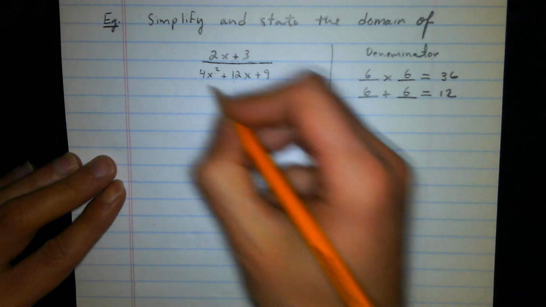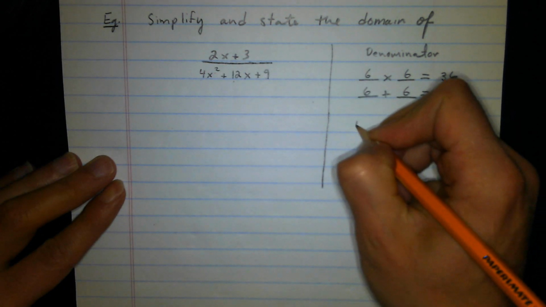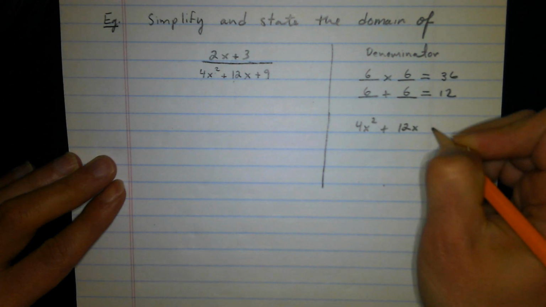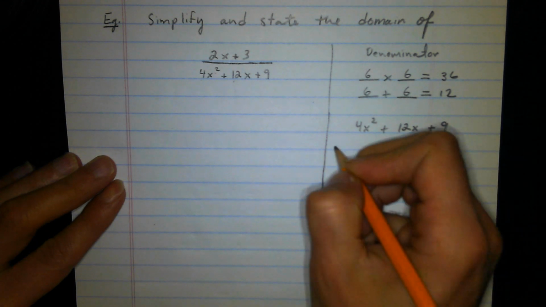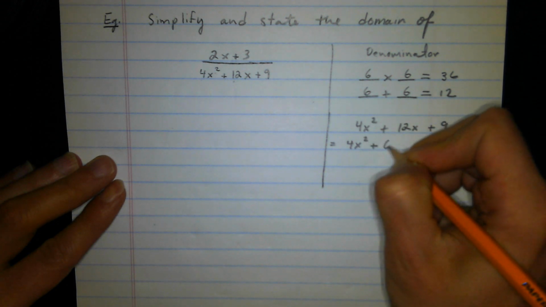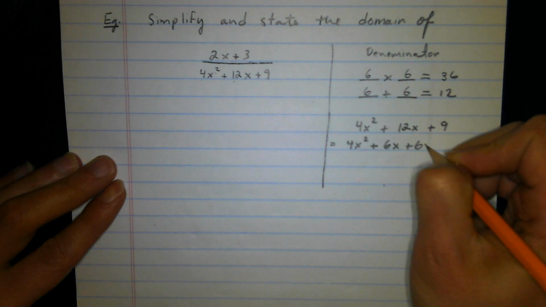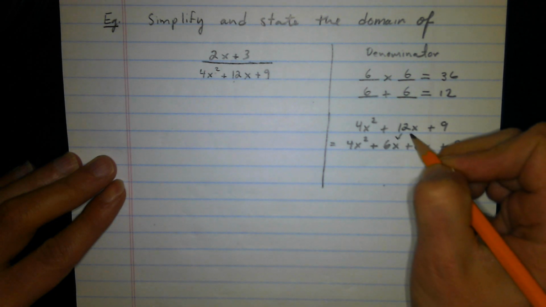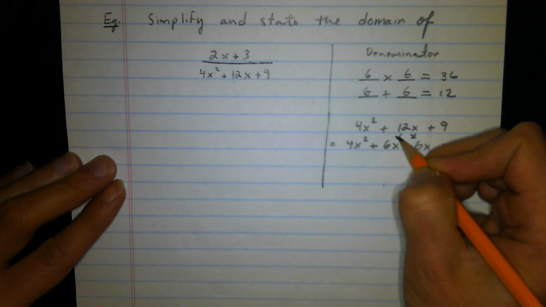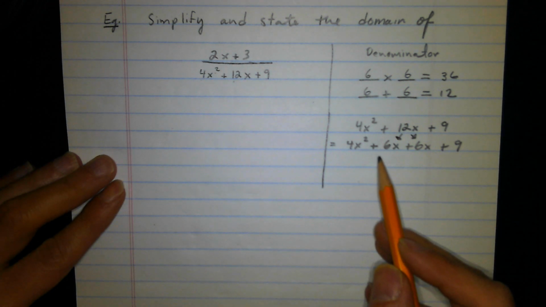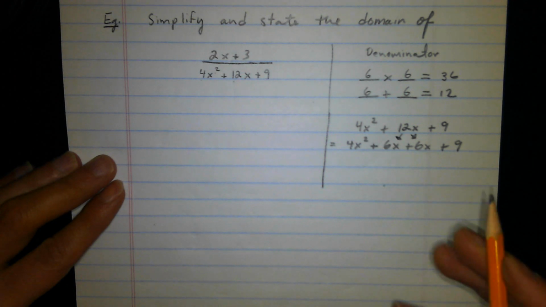And so we can do the decomposition on the denominator here. What do we get? We've got 4x squared plus 12x plus 9 equals 4x squared plus 6x plus 6x plus 9. All right, we just decompose the 12x like so. And now we've got 4 terms, and this is a groupable expression. In other words, we can factor it by grouping now.